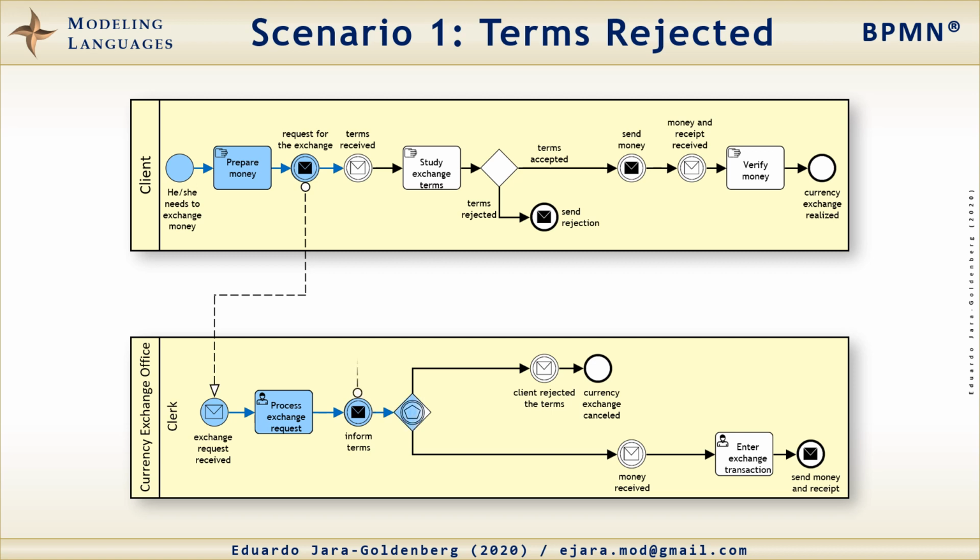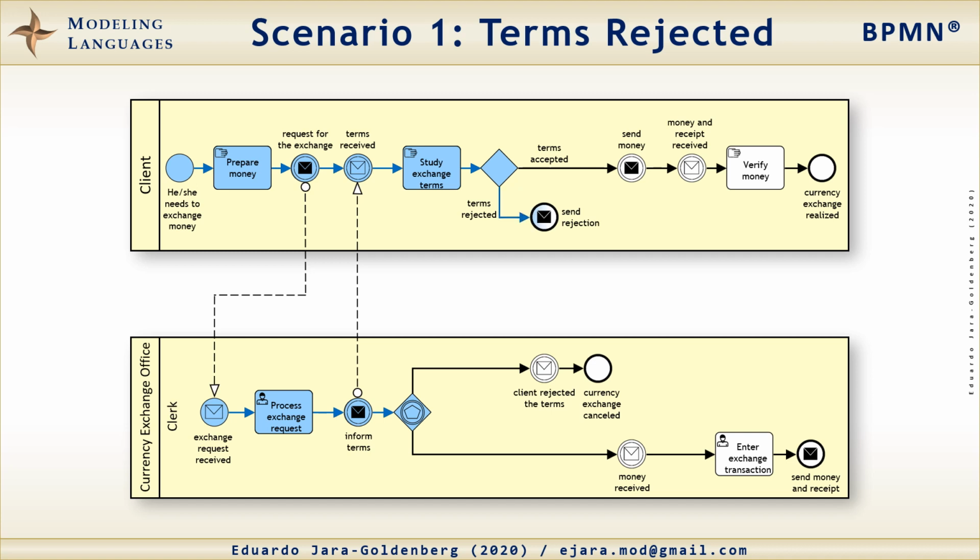Then he sends a message to the client and proceeds to wait for the arrival of one of two possible messages. When the message arrives, the client proceeds to carry out a manual task, where he decides whether to accept or reject the terms. With the decision already taken, he proceeds to follow the path signaled by the exclusive gateway.